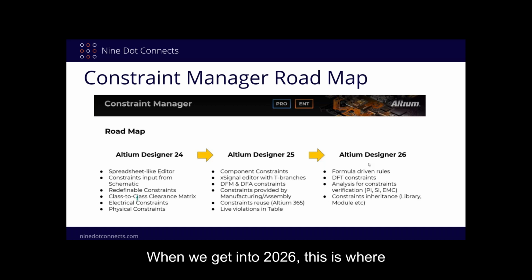When we get into 2026, this is where they're going to really start trying to make it look like OrCAD Allegro. So for example, formula-driven rules. I have a slide, I'll explain what that is in just a moment. They'll also add in your DFT constraints and some analysis stuff if you are using additional tools like power integrity, signal integrity, and the like. And the last one, which I'm very excited about, is constraint inheritance, so library modules, those types of things. Let me give you an example where I think this would be really useful.